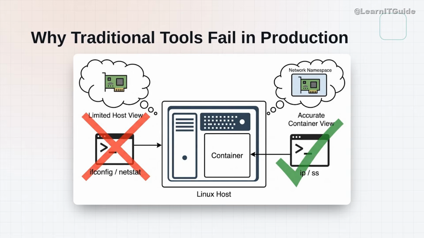So why do traditional tools fail us in production? The reality is that tools like ifconfig and netstat have been deprecated for years. They do not understand modern Linux features like network namespaces or virtual routing and forwarding. If you are debugging a containerized workload, these older tools might show you the host view instead of the container's view, which is exactly how you end up chasing shadows while your users are staring at a 500 error page.